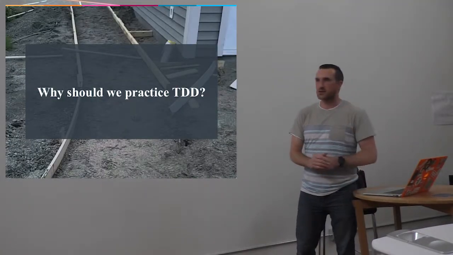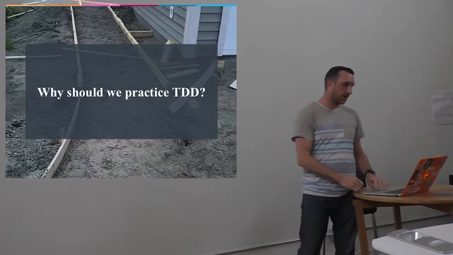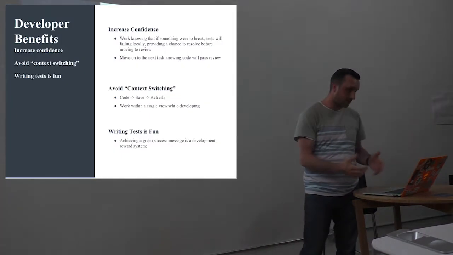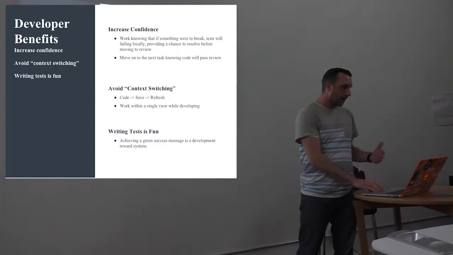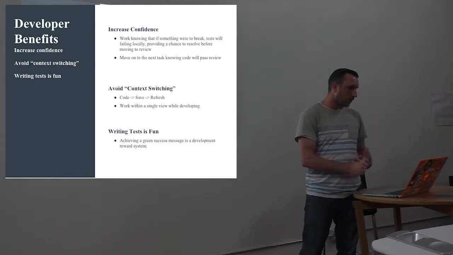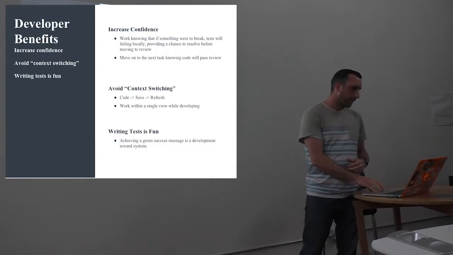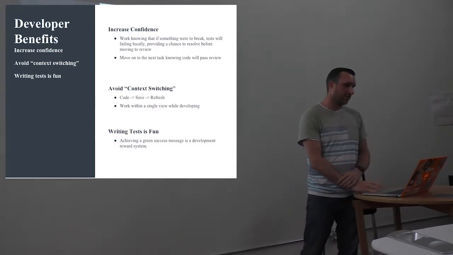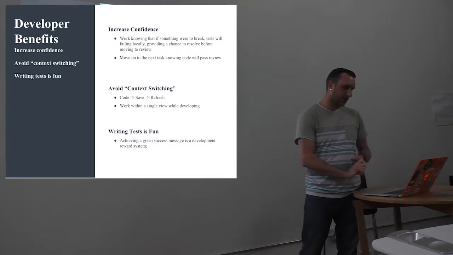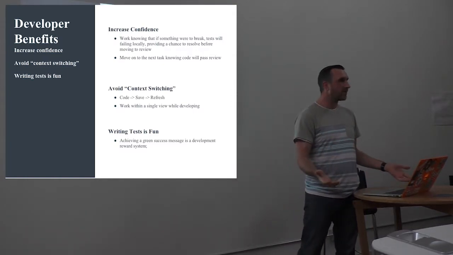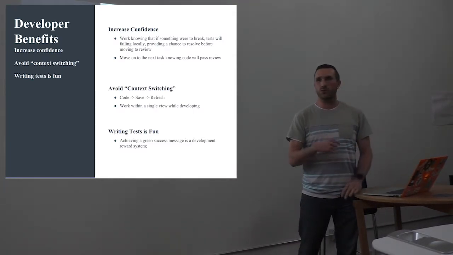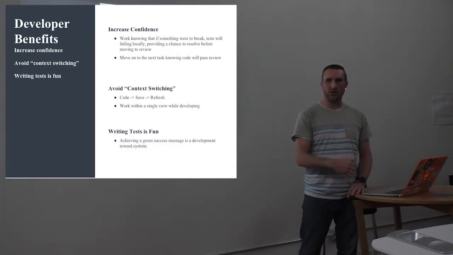So why should we practice TDD? I hope that I've given some examples already, but I want to go through some benefits on both the developer side, but also on the project as a whole side, right? So developer benefits: you increase confidence, you avoid context switching distractions, and writing tests is fun. So first thing is increasing confidence. You can make changes to the code knowing that things aren't broken, right? If anything does break, it breaks locally before you push it to GitHub or before you let anybody review it. Failing tests locally is a good thing.